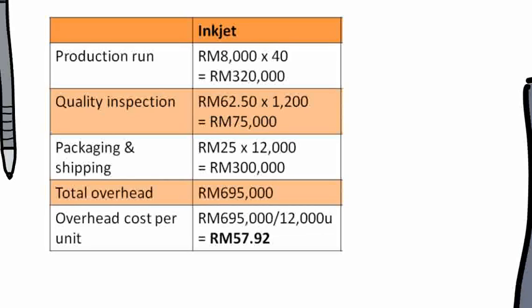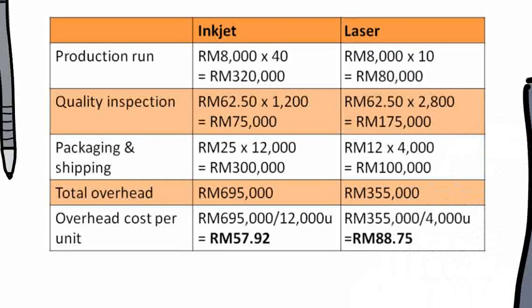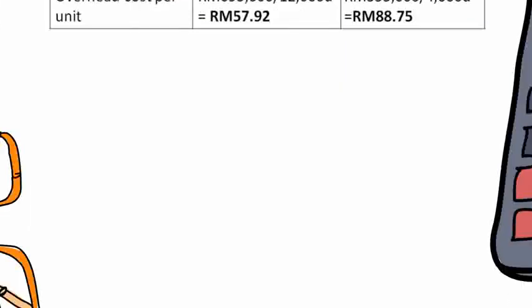Overhead cost per unit for inkjet is Rm 695,000 divided by 12,000 units, equals Rm 57.92. Repeating the same method, we calculate for laser printer. So, overhead cost per unit for laser printer is Rm 355,000 divided by 4,000 units, equals Rm 88.75.